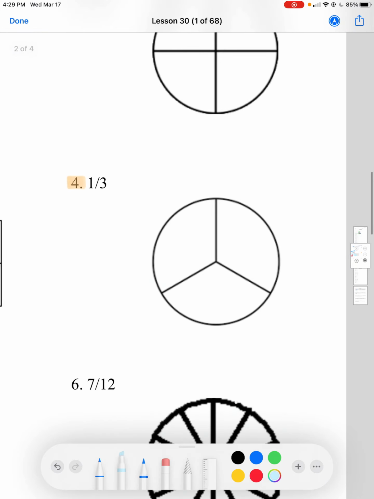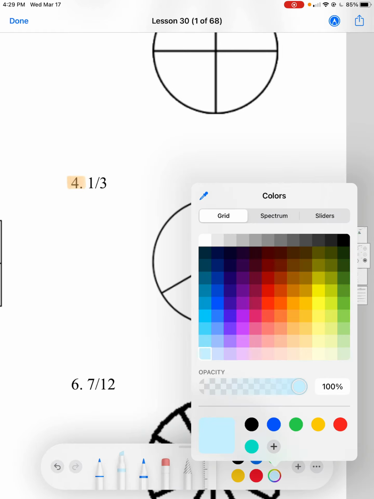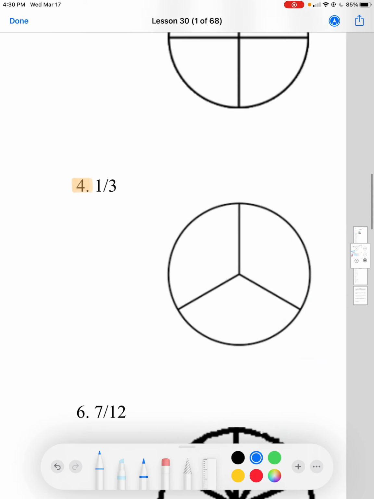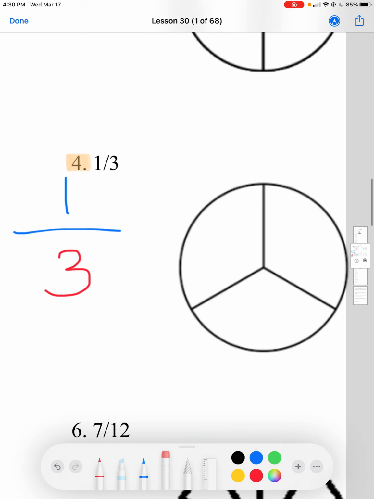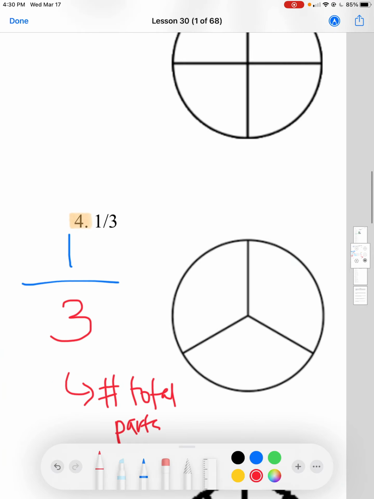Let's go for one more. Number 4, we have 1/3. So again, we have the 1 at the top, and then 3 at the bottom because it's in the back. We have 3 total parts, 1, 2, 3. So this 3 is talking about the number of total parts we have. And this 1 is talking about how much we're supposed to shade.